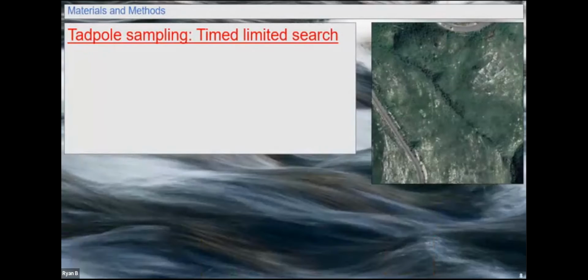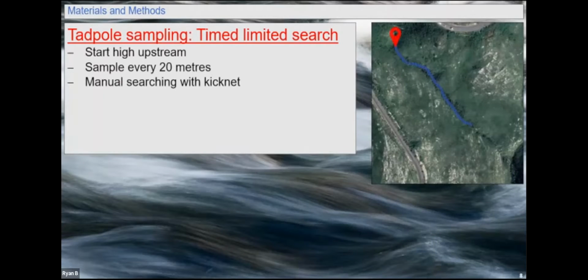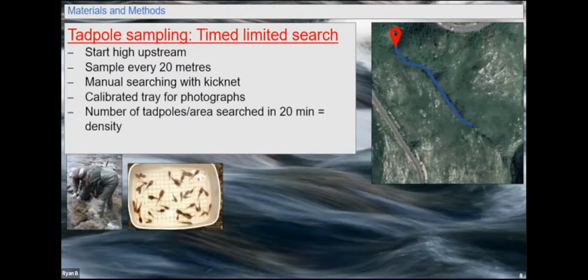Tadpole sampling will consist of manual searching in timed intervals. I'll start as high up in the stream as possible and move down 20 meters. 20 minutes will be timed for searching the substrate and collecting tadpoles in a kick net. After 20 minutes, the tadpoles are photographed on a calibrated measuring tray and released. The number of tadpoles collected in 20 minutes over the area covered in the 20 minutes will be used as a metric for tadpole density. This method follows ongoing research done on Heleophryne rosae on Table Mountain.